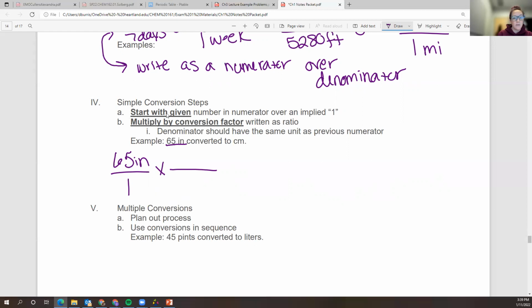So we're multiplying by this fraction, whatever I want to put in here. Now, to decide what to put in here and which thing I want on top and on bottom, essentially your denominator needs to have the same unit as your previous numerator. So if I had inches here, that means I need inches down here. Okay, and I'm trying to go to centimeters, so I'm going to put centimeters up here. So I want the conversion between inches and centimeters.